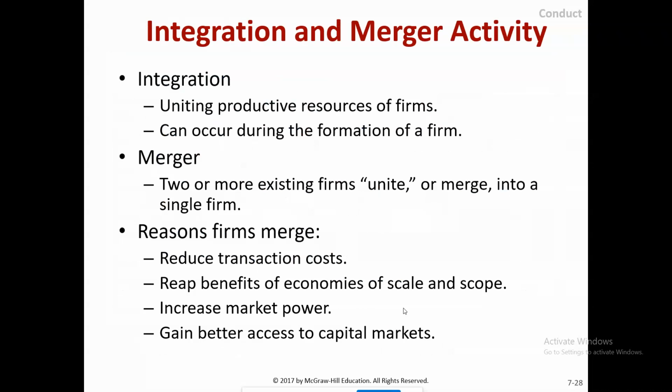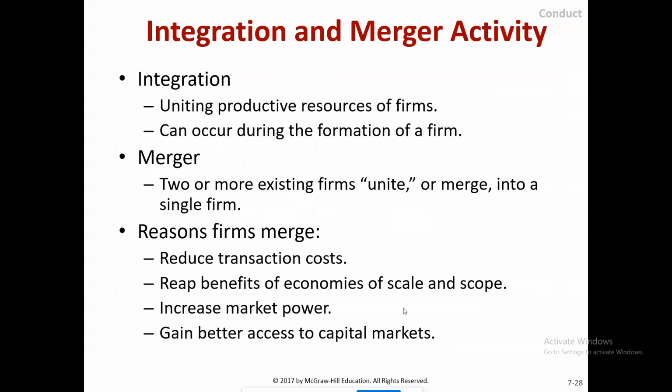The second conduct variable is integration and merger activity. Integration unites productive resources of firms. It can occur during the formation of a firm. A merger is the most common form of integration. It refers to two or more existing firms uniting or merging into a single firm.